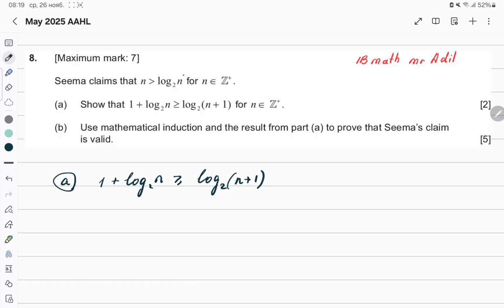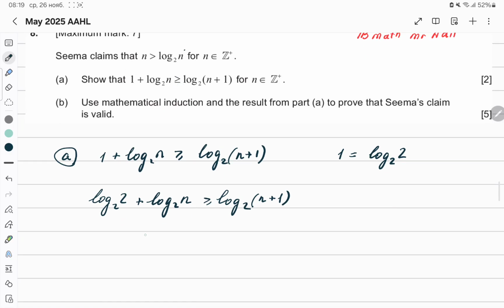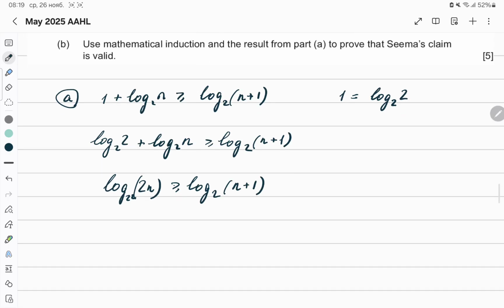I just copied it, and now how to show that the left side is more than or equal to the right side. First of all, let's use this property that 1 can be represented as logarithm 2 in base 2. Okay, so now let's plug it in. We're going to show that logarithm 2 in base 2 plus logarithm n in base 2 is more than or equal to logarithm n plus 1. Now using the property of logarithm, we can say that logarithm of 2n in base 2 is more than or equal to logarithm n plus 1. So we can say that 2n is more than or equal to n plus 1, right?